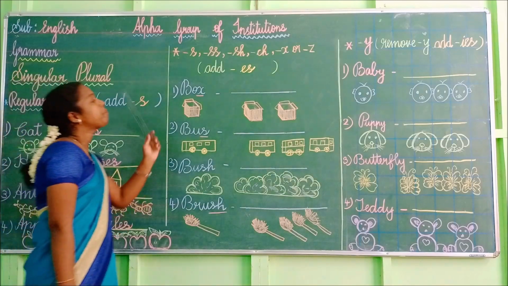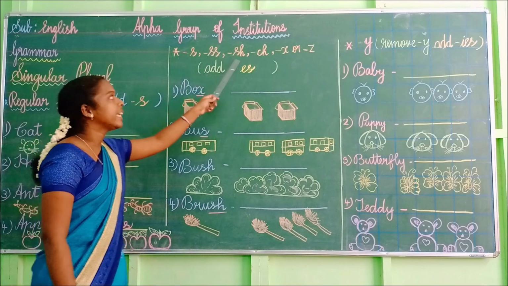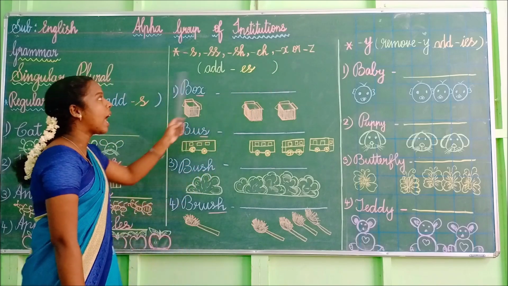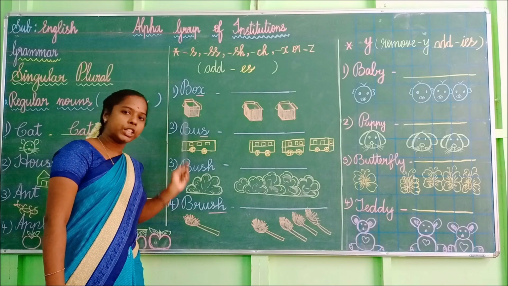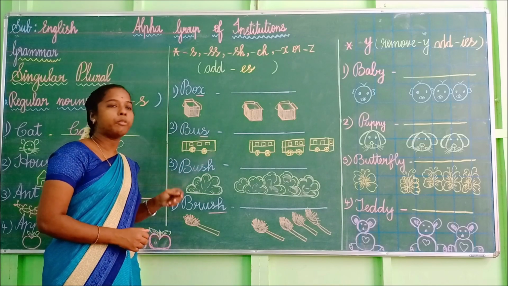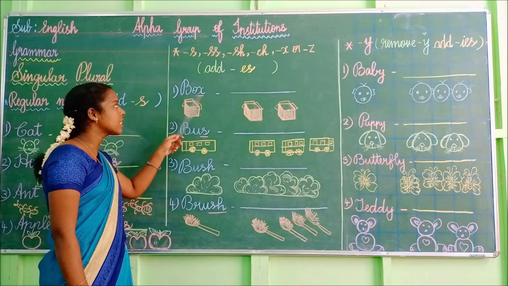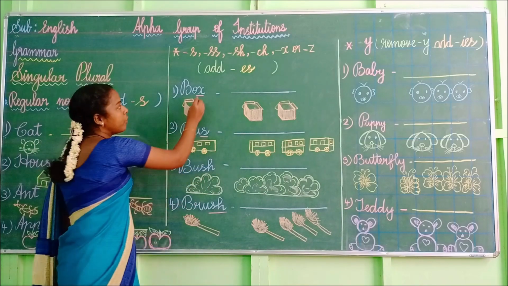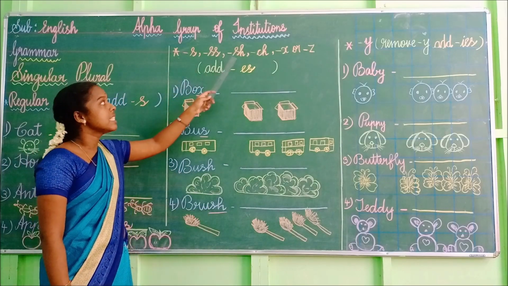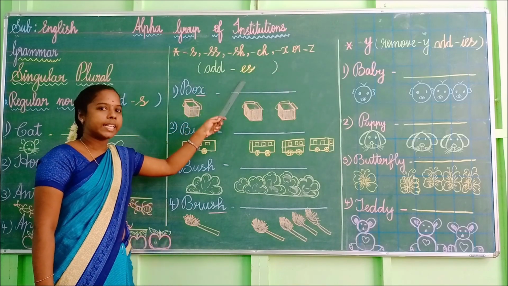See the next one. If the singular noun ends with S, SS, SH, CH, X or Z, you have to add ES to the singular noun to change the singular noun into plural. Pluralization depends on the ending letter. You have to see the ending letter. Here, see the example. B-O-X, box. Box ends with the letter X. So you have to see the ending letter. If the ending letter is S, SS, SH, CH, X or Z, you have to add ES.